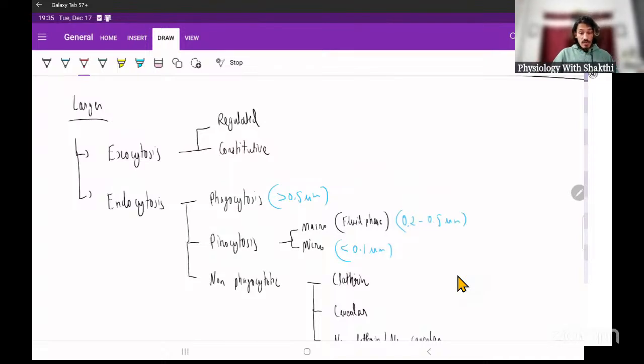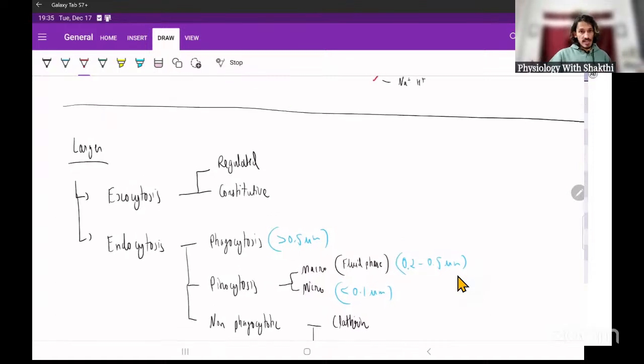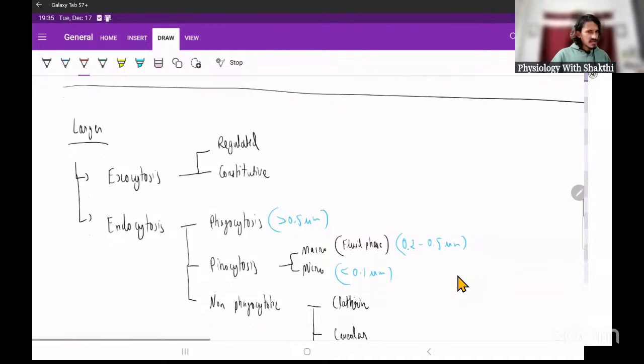Till now, what we covered is the most important part that you have to study before the exam. This next part is sometimes asked, sometimes not asked, and is not as important as the earlier one. Nonetheless, questions do come from it. So two things: exocytosis and endocytosis.